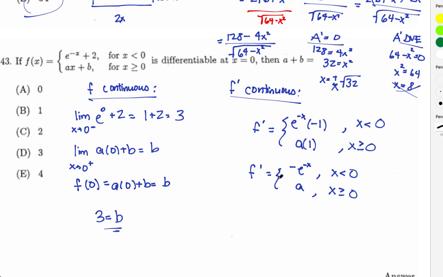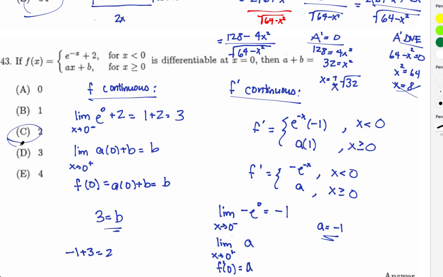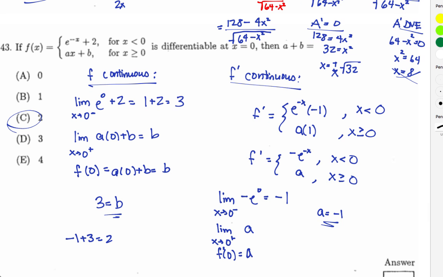In order for f prime to be continuous, we need the limit from the left. So I'm going to use that top equation, negative e to the 0, which is negative 1, and then the limit from the right is just going to be a, and f of 0 is also going to be f prime of 0. And so I have that a equals negative 1. And so it's asking for a plus b, so negative 1 plus 3 is 2, so C is our final answer there. And that's it for this lesson. I hope this helped.